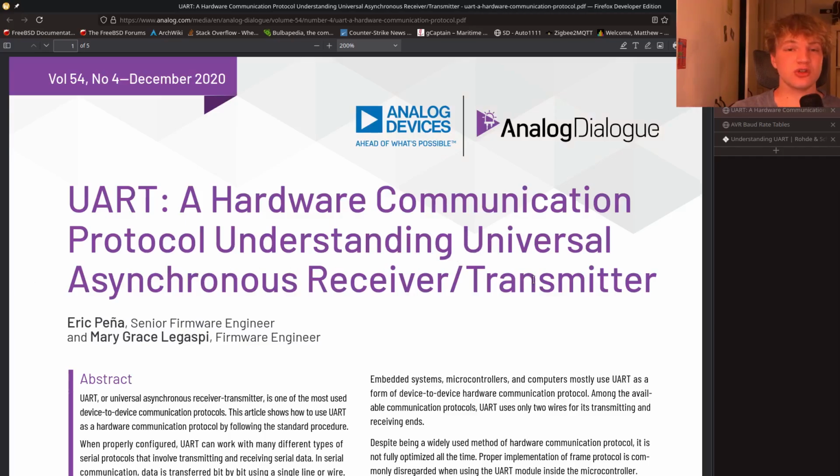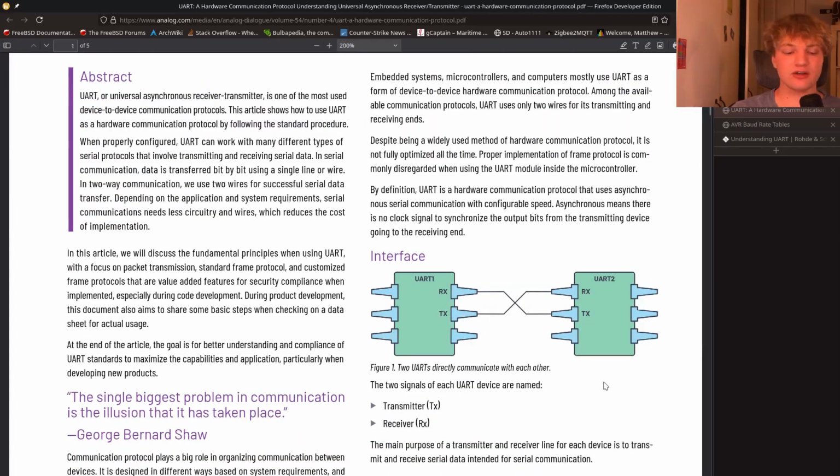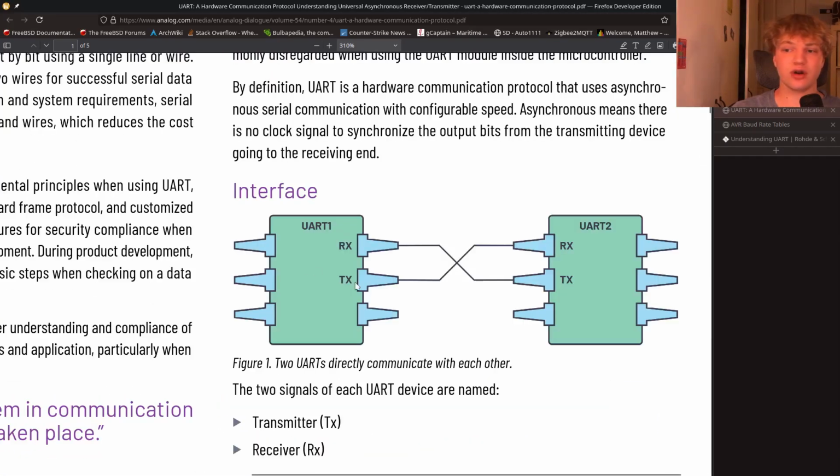Universal asynchronous receiver transmitter. Both chips can send and receive at the same time of their own volition. There's no sort of master-slave coordination going on there. So let's have a look at this. And the reason it can do that is because it uses these two lines right here. It has a transmit line and a receive line.